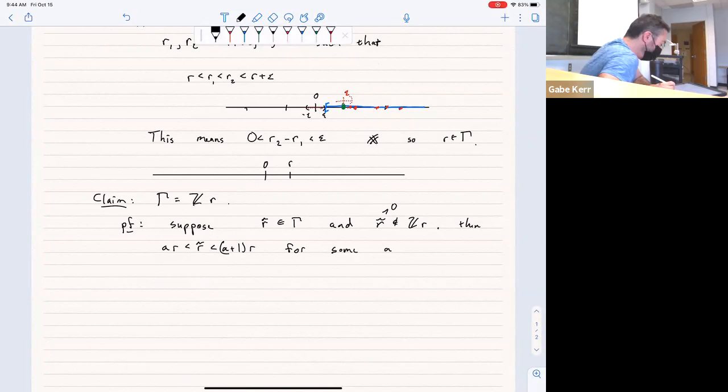I mean, this would be true, right? So actually, this is just right, because if I break up my real line into these intervals, well, this guy has to be in some interval.